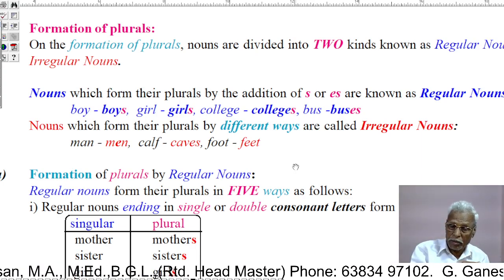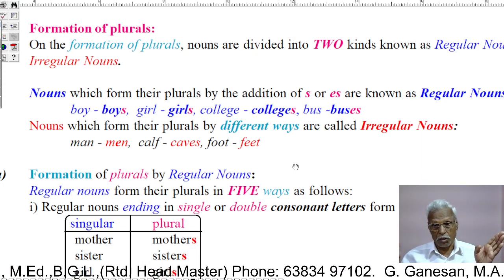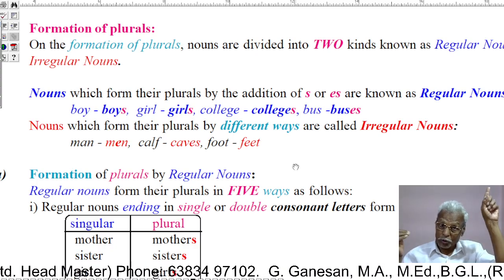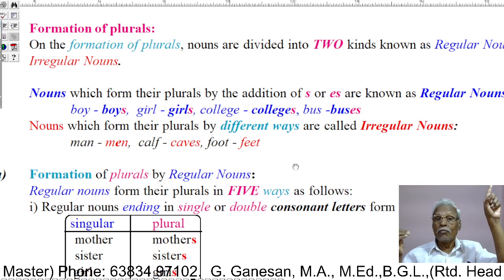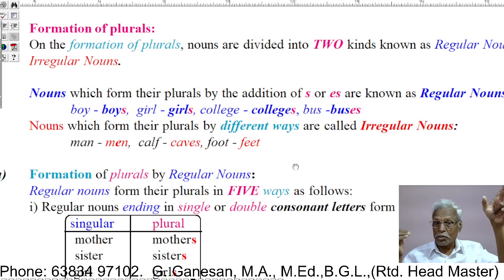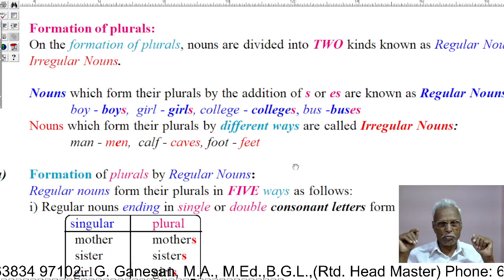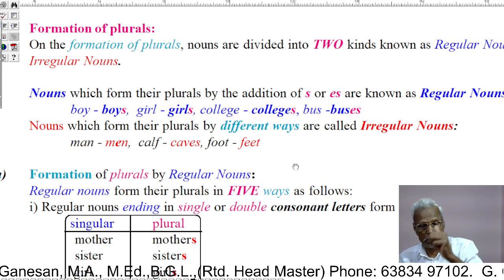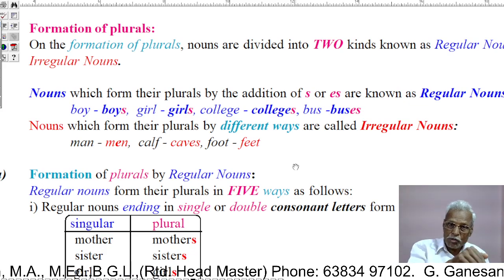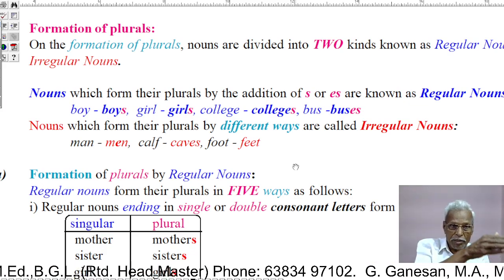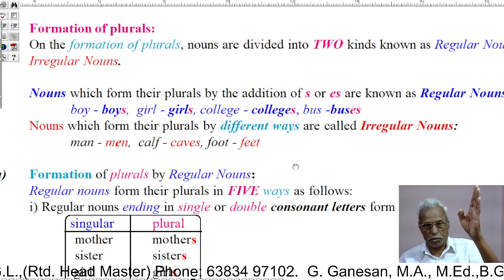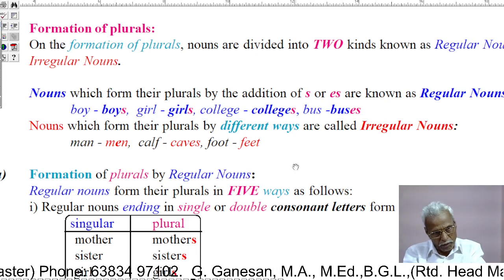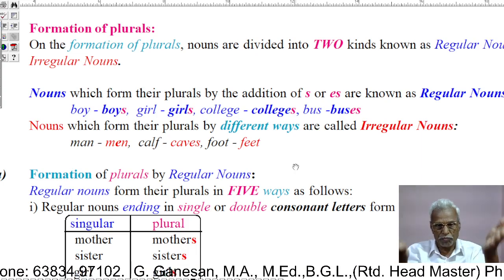Nouns which form their plurals in different ways are called irregular nouns. See, now you have to remember. Now you have to go to verbs. That is, there are 2 kinds of verbs on the basis of forming tenses, past tense and past participle. Verbs have been divided into 2 groups, known as regular verbs and irregular verbs. Verbs which form their past tense and past participle by the addition of either ed or d are called regular verbs. Verbs which form their past tense and past participle in different ways are called irregular verbs. So the same thing is used here.